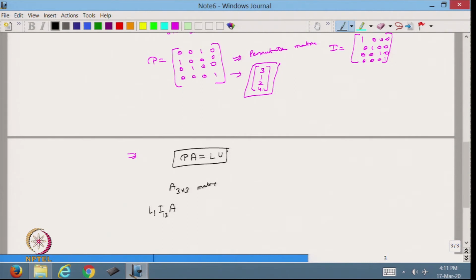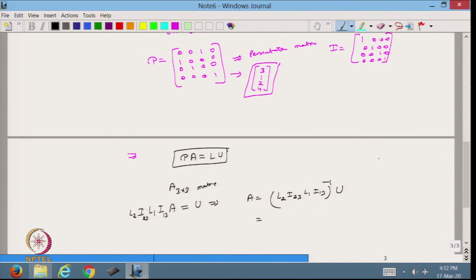Then I am applying L1. Then suppose I am doing L2, maybe I should take, suppose, 2 3, then I am taking L2. So, this is my L2 and then after that I am getting my U. So, from here I can say that my A will be what? L2 I23 L1 I13 inverse U. So, that is my A.